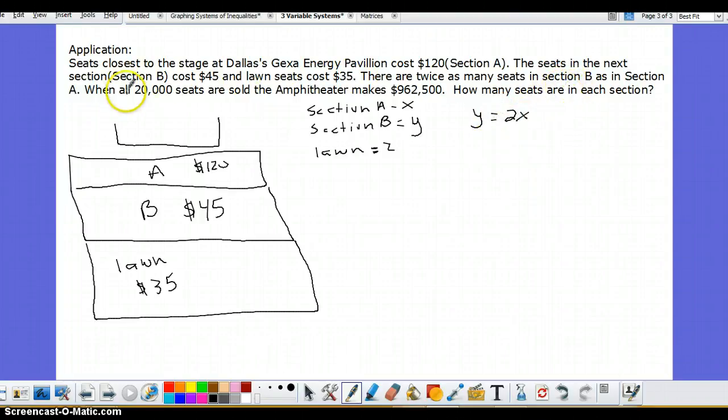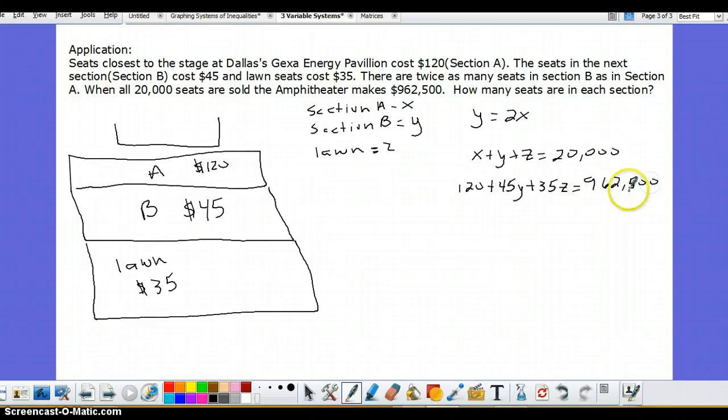It says when all 20,000 seats are sold, so that means all of these, X plus Y plus Z equals 20,000. They make $962,500. So section A, X, is 120, plus section B, Y, which is 45, plus the lawn, Z, which is 35, gives me $962,500. I'm going to use these two equations to eliminate one variable. Since Y equals 2X, I want to eliminate Z, use that answer with this one to find X, then go back and find Y, and then use those to find Z.